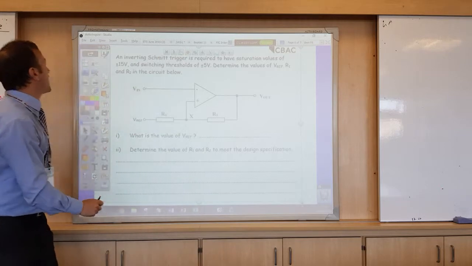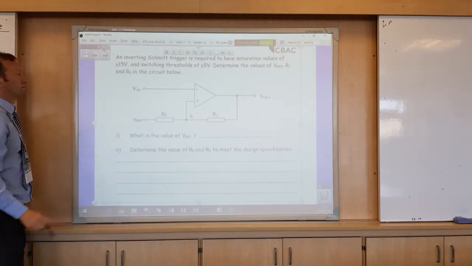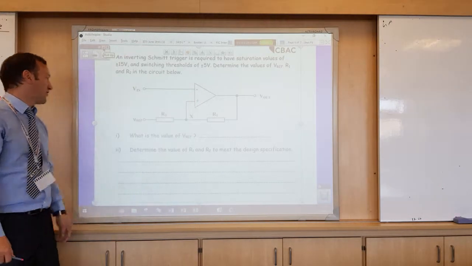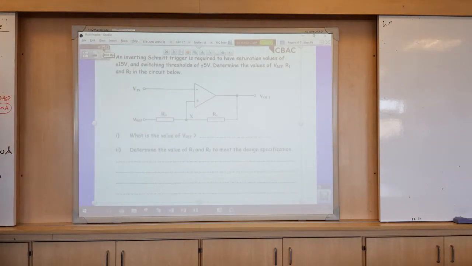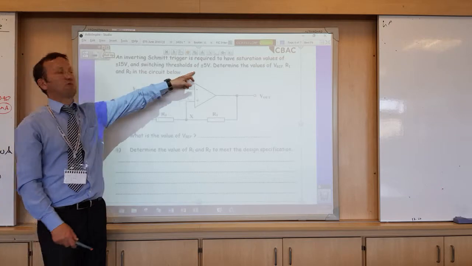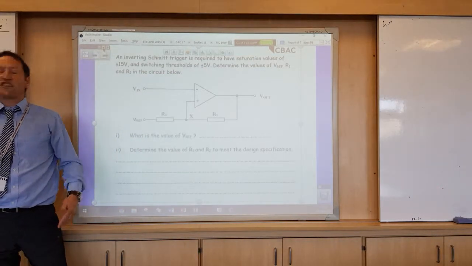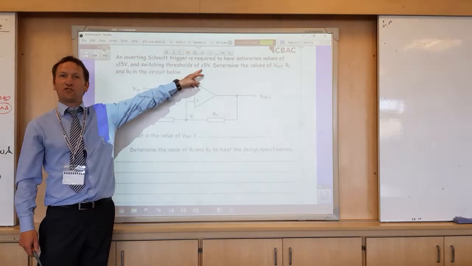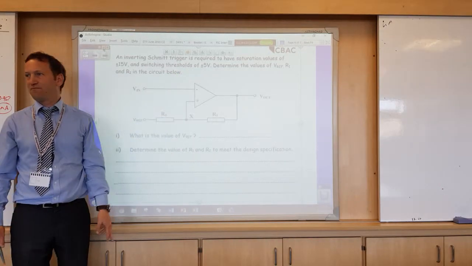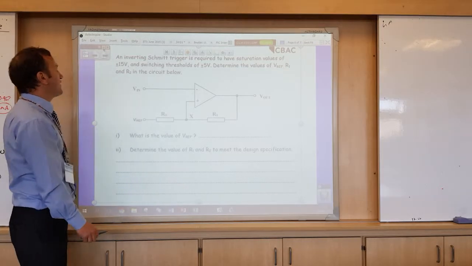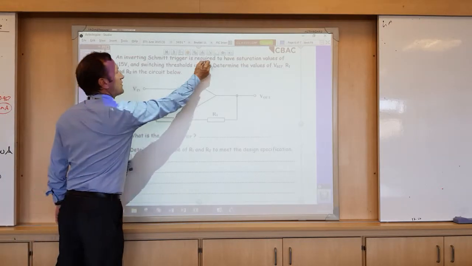Okay. So now we've got an inverting one. So V in is up here now. Okay, to confuse you. What's the value of V ref? Switching thresholds are plus or minus 5 volts. They're not going to ask you that unless they're either going to tell you that or it's going to be symmetrical, because if it wasn't symmetrical, it's hard to work out. Okay, they're not going to do that. So V ref must be 0 volts because it's symmetrical.